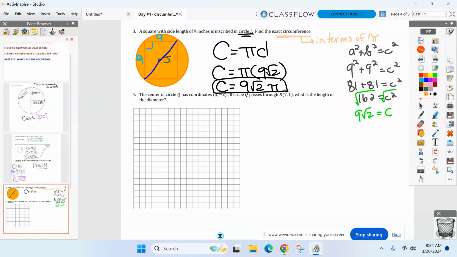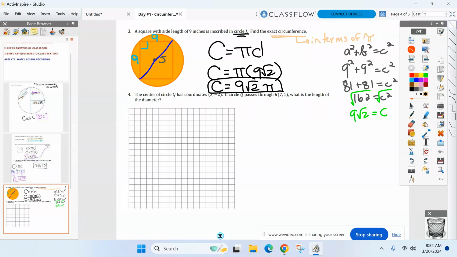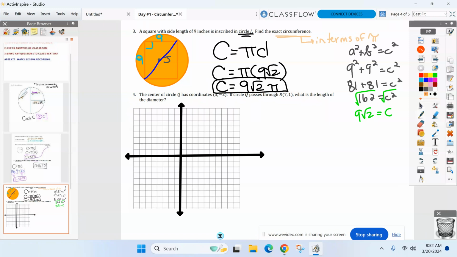All right, go ahead. Use your graph for number 4. We're all over the place here today. Q's the center, and R is a point on the circle. Find the diameter. Ooh. Find the length of the diameter.